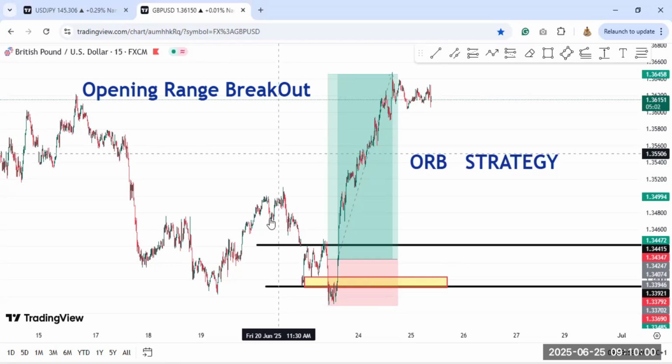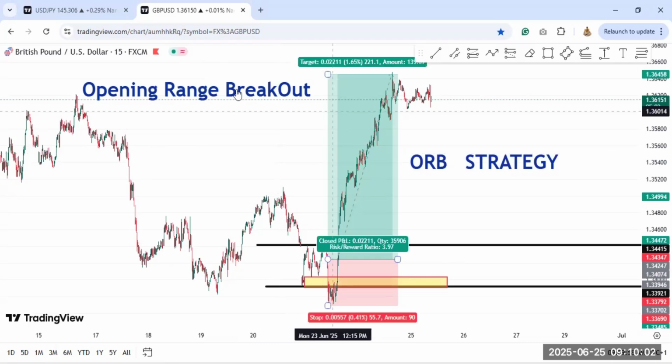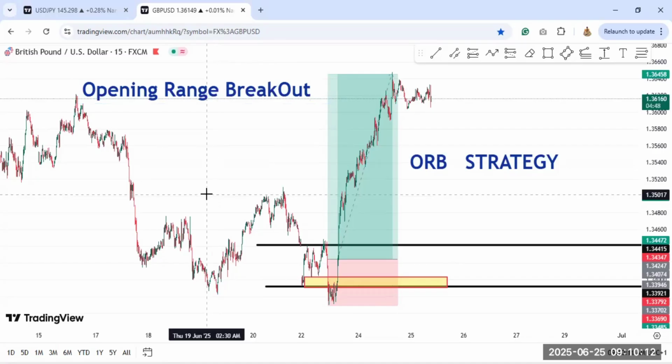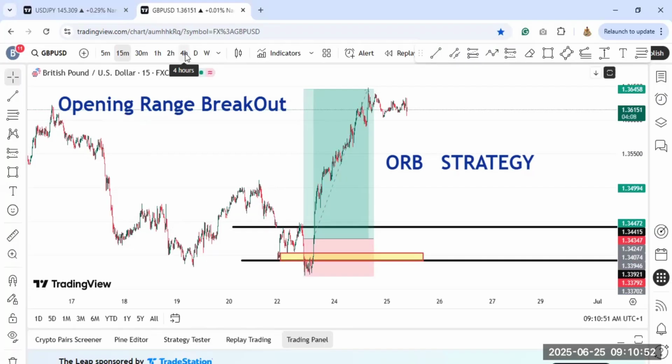So I am going to show you how to use this breakout strategy, the opening range breakout strategy, to trade the market. It's highly profitable if you know how to use it. So just remain with me in the video. I am going to show you how to go about that. We are going to use the 4-hour time frame to trade this opening range breakout strategy.